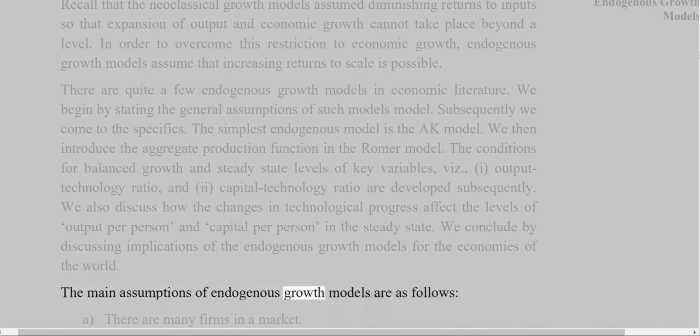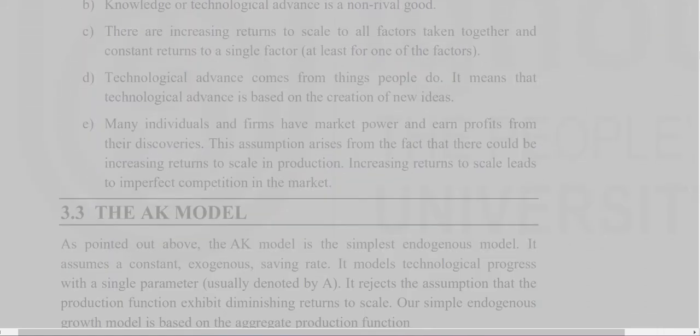The main assumptions of endogenous growth models are as follows. A. There are many firms in a market. B. Knowledge or technological advance is a non-rival good. C. There are increasing returns to scale to all factors taken together and constant returns to a single factor, at least for one of the factors.